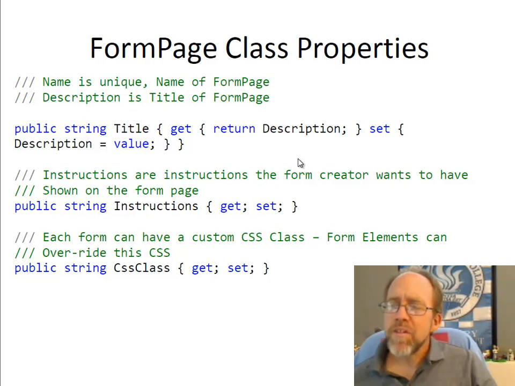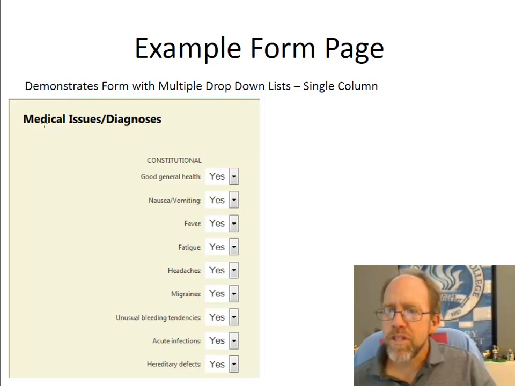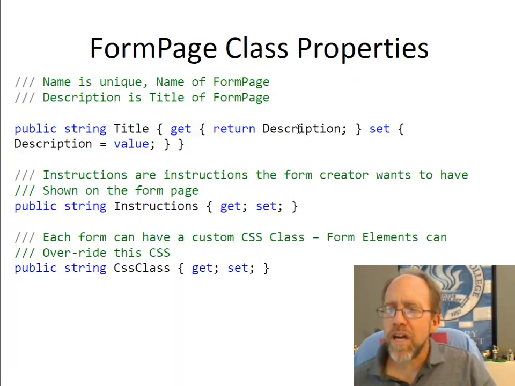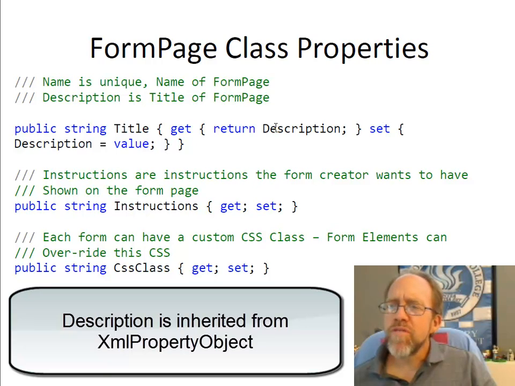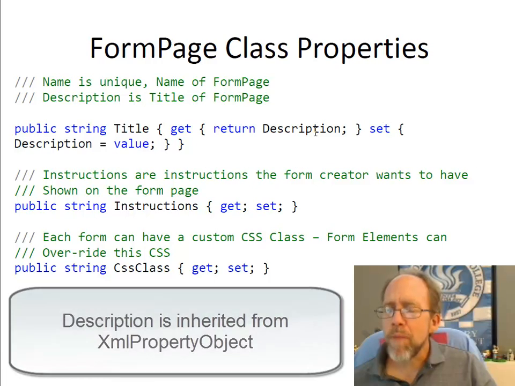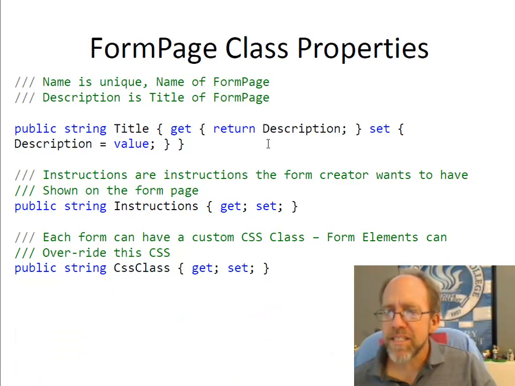Now, we have to put these form elements together, and to do that, we put them together in a form page. The first property is title, which, by the way, there's the title, medical issues, diagnoses. You have a property that actually stores its values in another property. It stores its values in description, which is something that it inherits from XML property object, the base class.